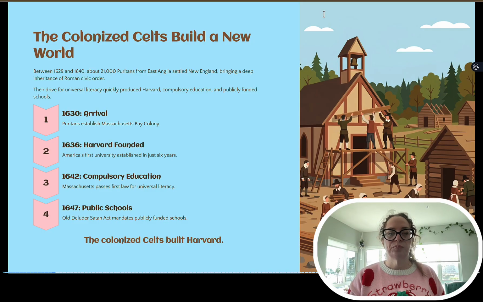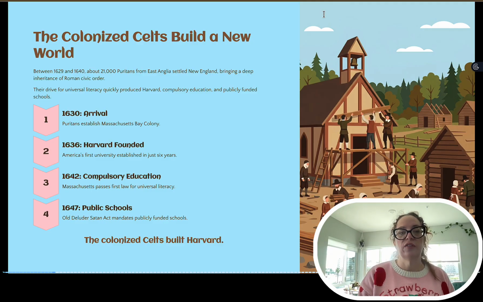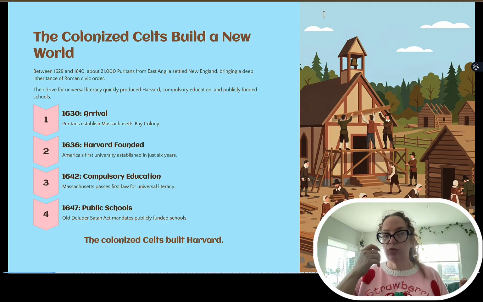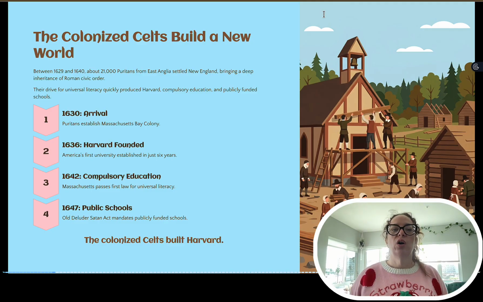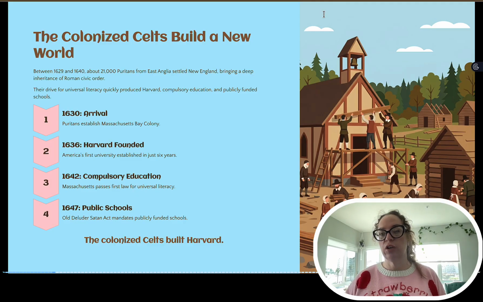Every child needs to go to school. Another 5 years passed, 1647, they passed what they called the Old Deluder Satan Act, okay, which was this idea that the old deluder, or the old liar, the old trickster, which is the devil, they had this philosophy that the devil is trying to trick people into not believing in God, not being Christians, and the only way to combat that is by getting people to read the Bible. So this law required that if you lived in a town of 50 or more households, you had to hire and pay for a school teacher for the town. And that was only 17 years after they arrived in the New World.